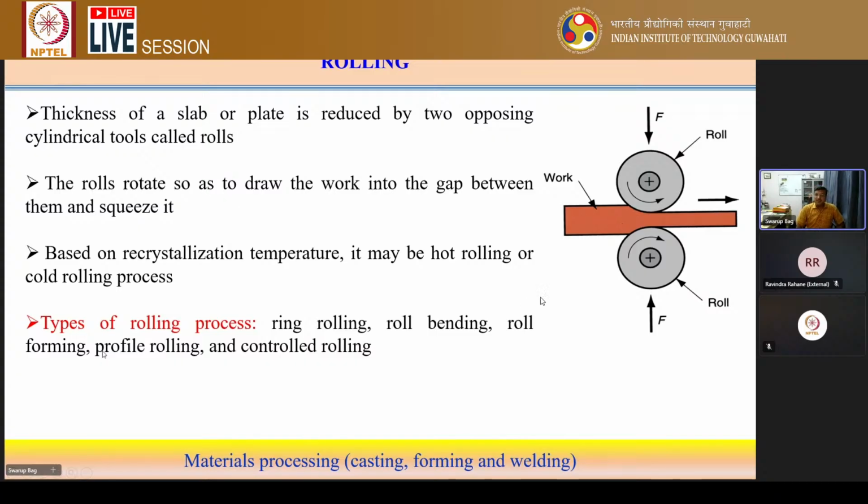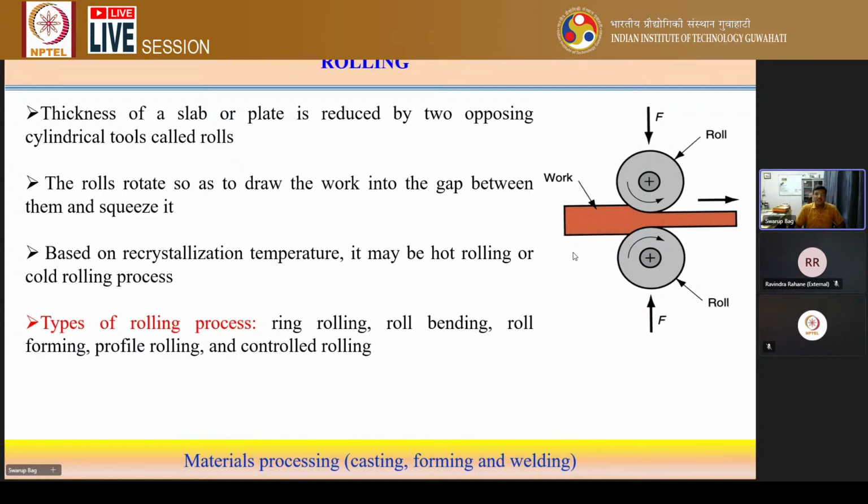There are different types of rolling process. The roller is rotating, and the workpiece is fed from a particular direction. The input and output velocity can be different in these two cases because the thickness is reducing. To maintain the total volume flow rate, the speed should be much higher when the material comes out after the reduction in thickness through the rollers. There are different types of rolling process: ring rolling, roll bending, roll forming, profile rolling, and controlled rolling. That means we can place the rollers in different ways and with different shapes, so different types of rolling process are possible.